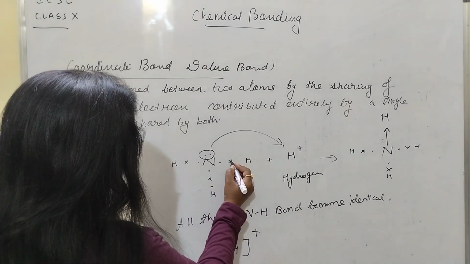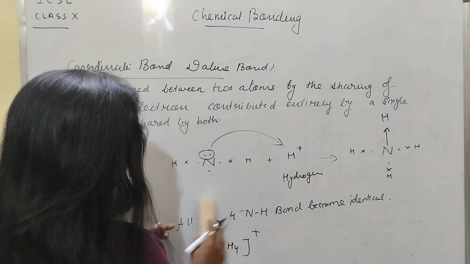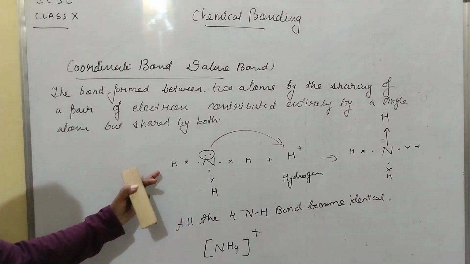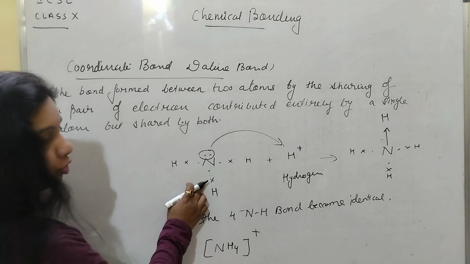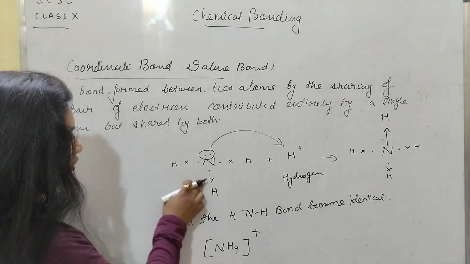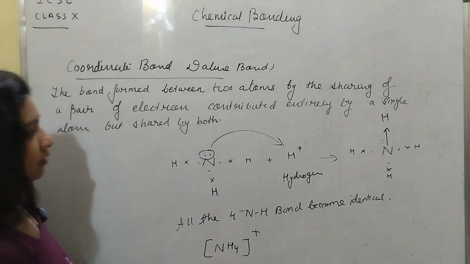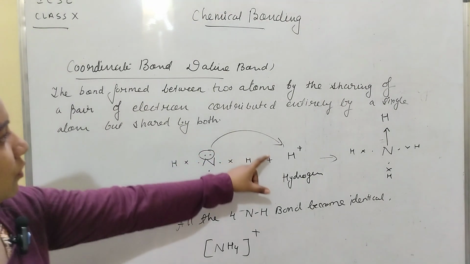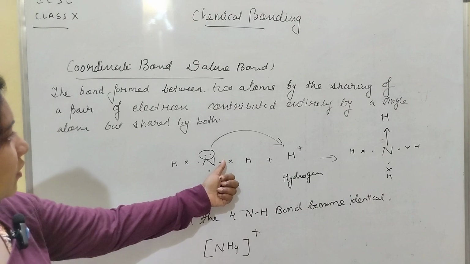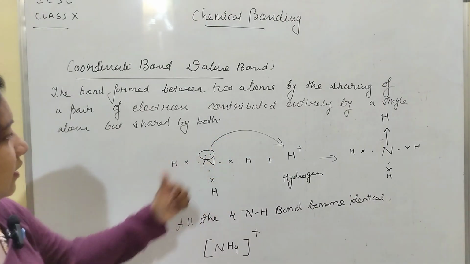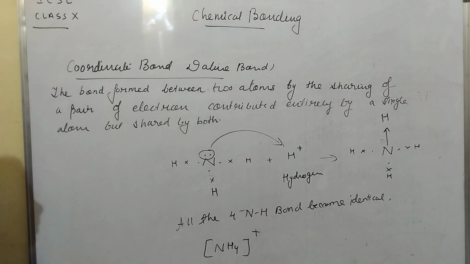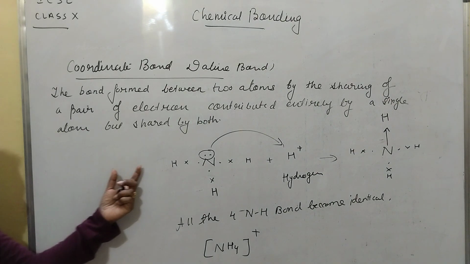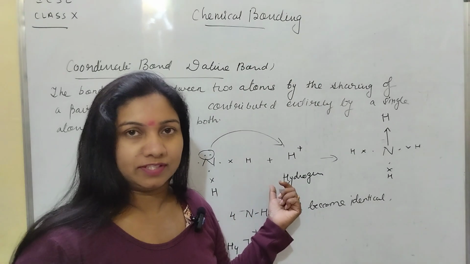This is hydrogen, this is the electron of hydrogen. How many electrons have I made here? The cross represents the electron of hydrogen. 1, 2, 3. So how can you say? A coordinate bond is the bond formed between two atoms by the sharing of a pair of electrons contributed entirely by a single atom but shared by both. So this is a coordinate bond. I think this is more clear to you with the help of this example.